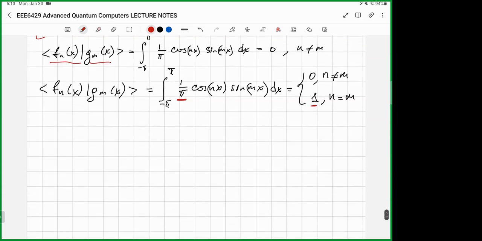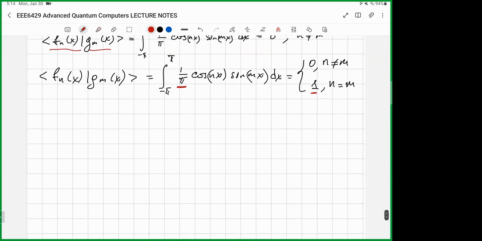So these functions f_n and g_m are orthogonal and orthonormal, because their inner product is 1 for the same n and m.